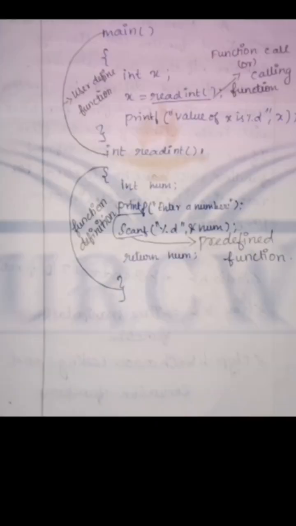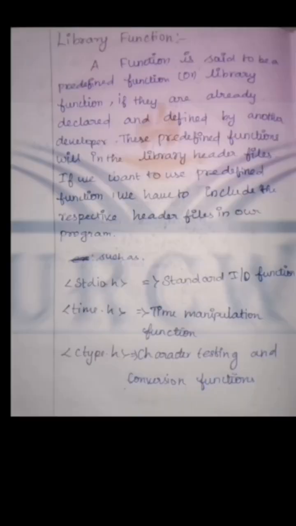Example of user-defined function. Now we know which are the function calling, function definition, and function declarations from this example. Library function: library functions are the functions which are declared in the header file of the C program, such as stdio.h, standard input function; time.h, time manipulating function; ctype.h, character testing and conversion function; math.h, mathematical function; stdlib.h, utility function; string.h, string handling function.